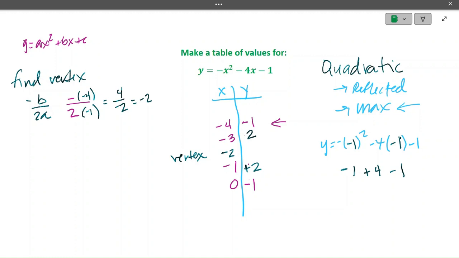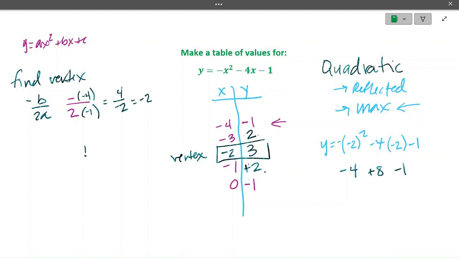And then the last point I'm going to put in is my vertex, and this should be the highest point. You're going to notice we're going from negative 1 to 2, so this should be my highest point here. I'm going to put in negative 2 here. Okay, so negative 2 squared is 4 times a negative, which is negative 4. Negative 4 times negative 2 is positive 8, minus 1. So I have 8 minus 4, which is 4, minus 1, which is 3. So this is my vertex, my highest point, and then I should have symmetrical values on the other side.